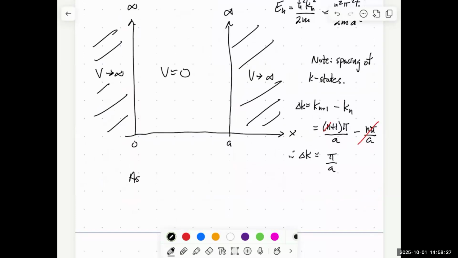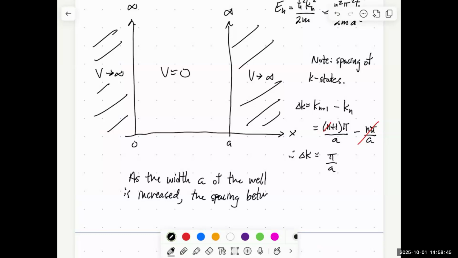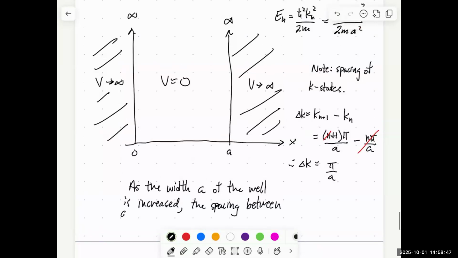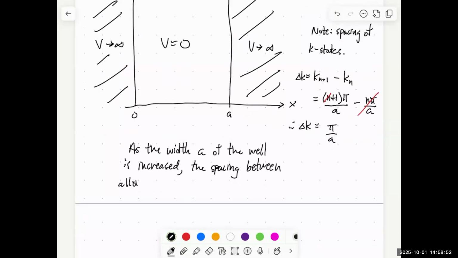So as the width a of the well is increased, the spacing between allowed k values, delta k, which is pi over a, decreases.